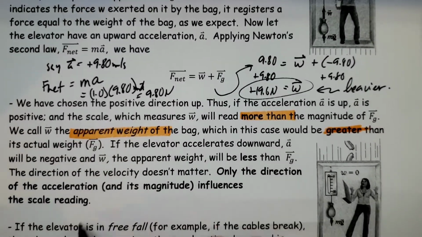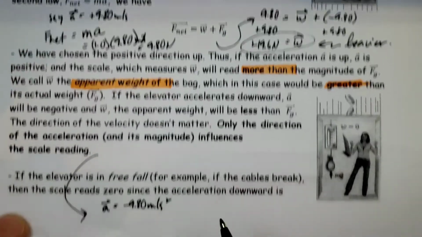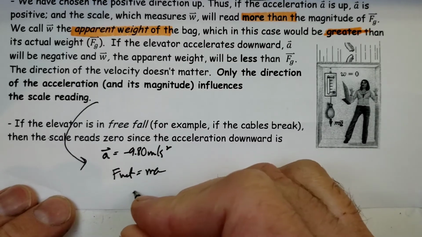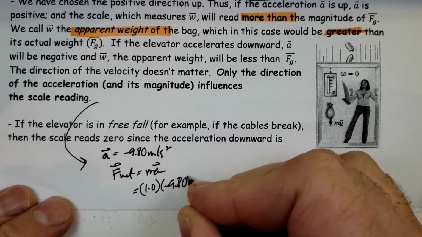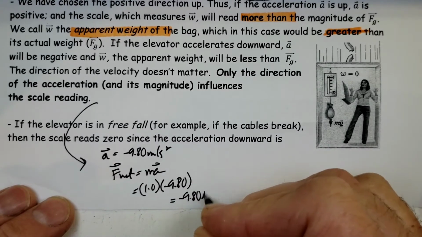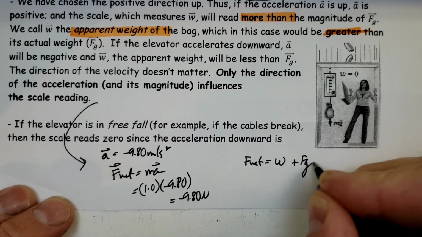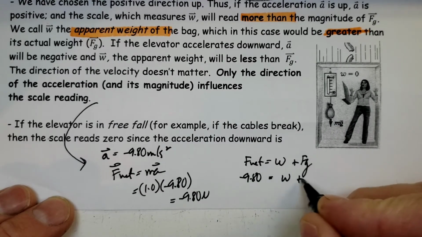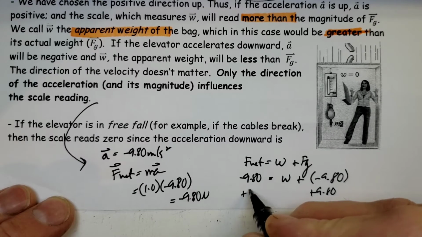Well, let's take a look at that scenario. Let's say A is negative 9.8. So let's say we're moving downwards. So again, F net equals MA. So my 1 kg mass experiencing falling. So if I look at my scenario here again, vertically, W plus Fg. So if I'm falling down, and Fg is this, add 9.8, add 9.8.